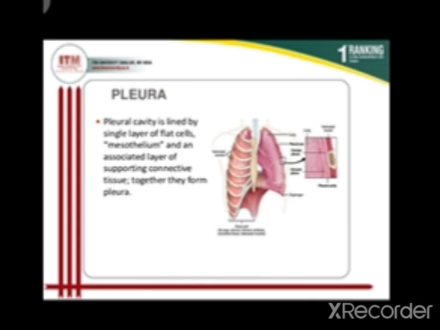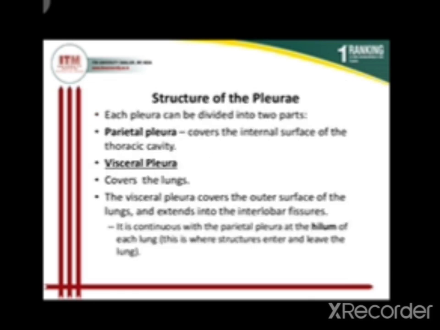So what are the structures? Each pleura can be divided into two parts, the same thing, that is the parietal pleura and the visceral pleura. The visceral pleura covers the outer surface of the lungs and extends into the interlobar fissures also. It is continuous with the parietal pleura at the hilum of each lung.